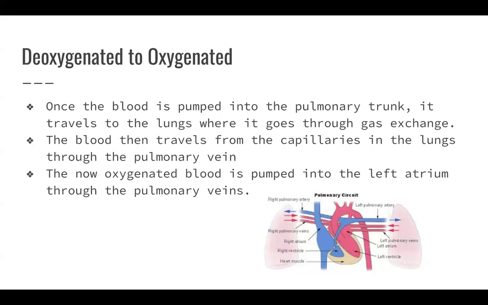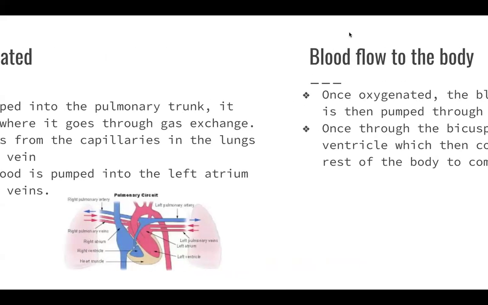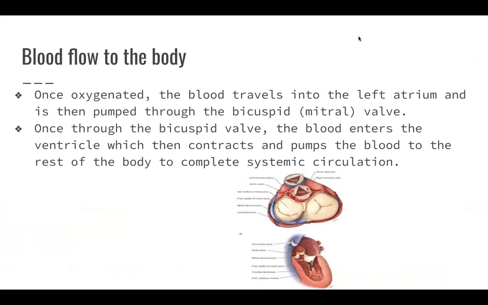So once the blood has gone through the gas exchange, it will then travel from those capillaries within the lungs through the pulmonary vein. Remember, the pulmonary vein is the only vein in the body with oxygenated blood. This vein takes the blood back to the heart and dumps it into the left atrium. Then the left atrium contracts and the blood goes through the bicuspid valve.